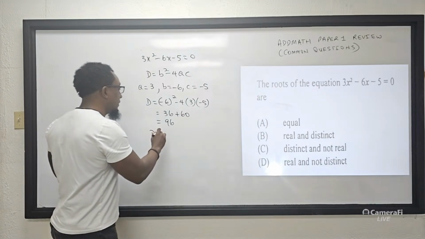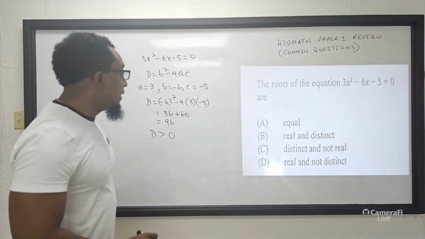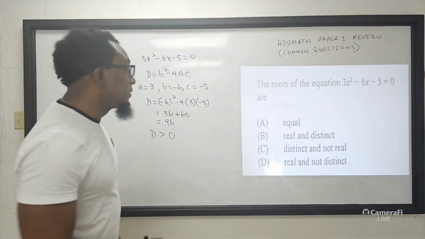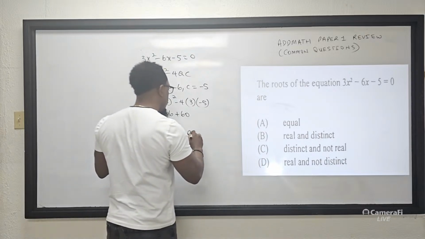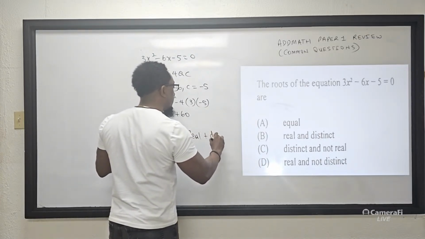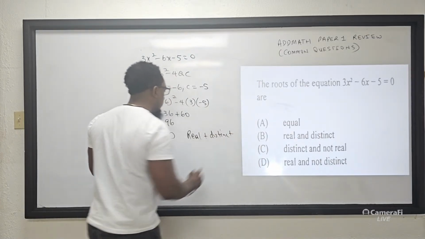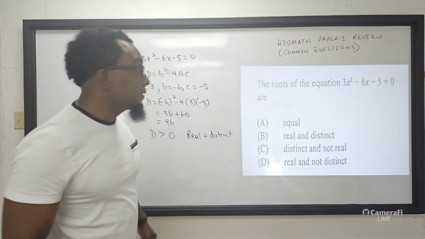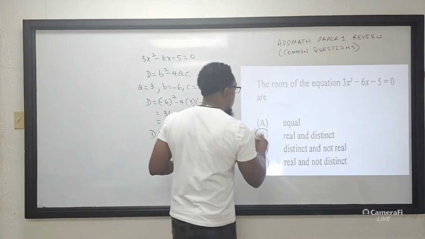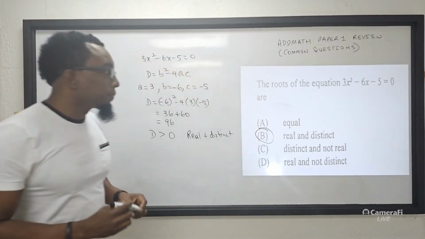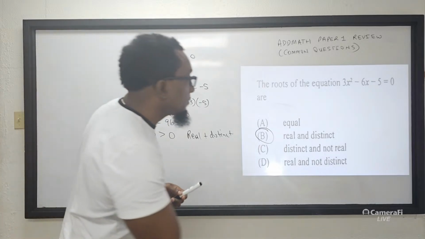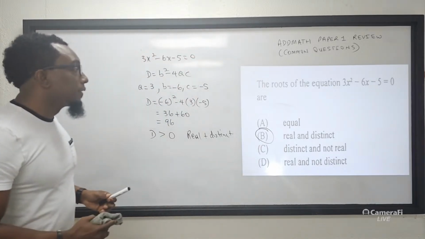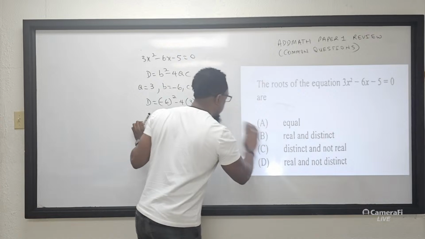So the discriminant is greater than 0, which will tell us the roots are real and distinct. Once the discriminant is greater than 0, we know that our answer here is B. So again, common questions we can see in the examination. So let's move on to the next.